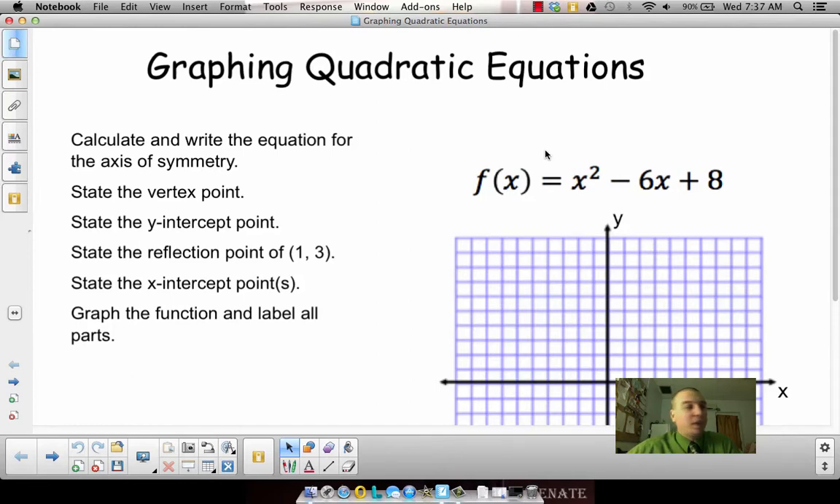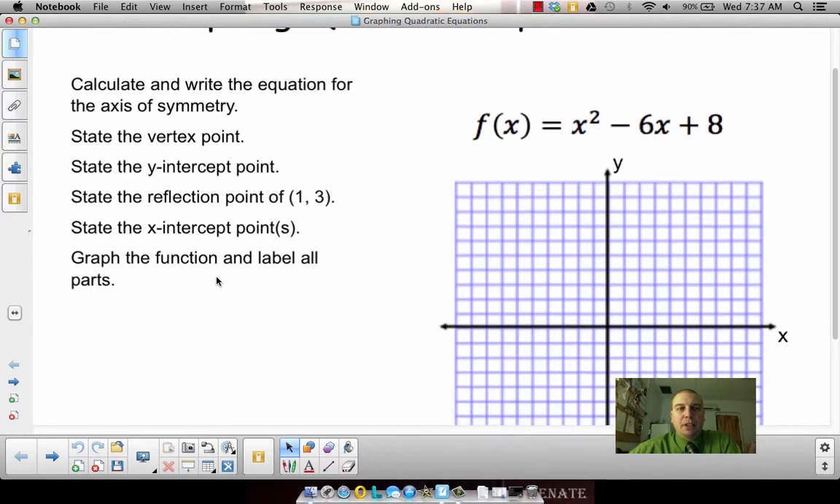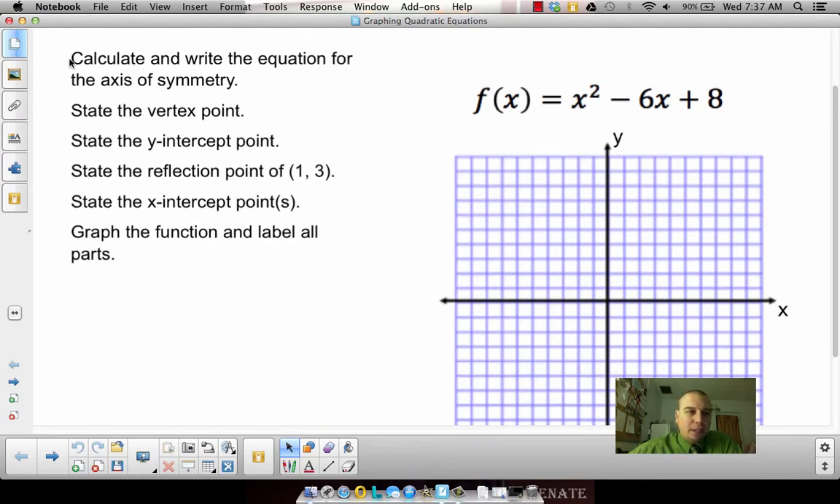Alright, so this is example 10 from the MCA review, graphing quadratic equations. I'm doing this one a little bit differently. I don't have everything pre-planned, just because I want to work through every single part together and then show you on the graph what exactly needs to be done. So calculate and write the equation for the axis of symmetry. So that's this one right here.